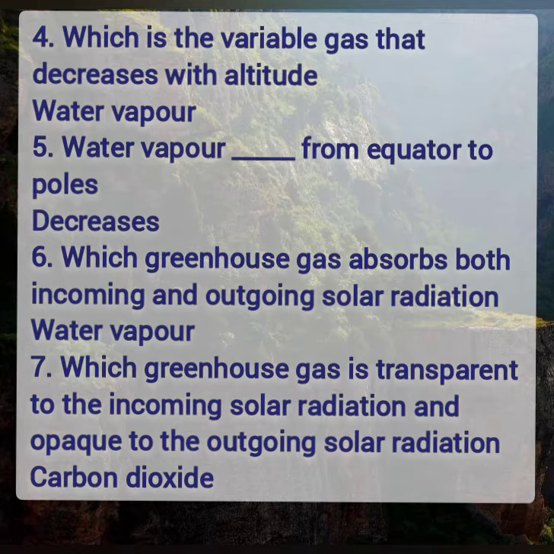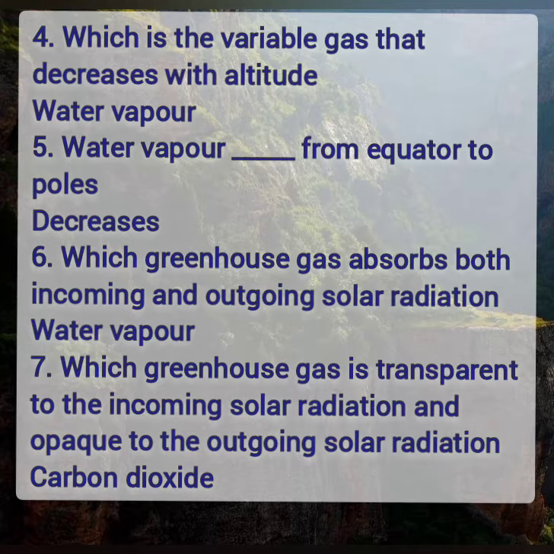Which is the variable gas that decreases with altitude? Water vapor. Water vapor decreases from equator to poles. Which greenhouse gas absorbs both incoming and outgoing solar radiation? Water vapor. Which greenhouse gas is transparent to the incoming solar radiation and opaque to the outgoing solar radiation?